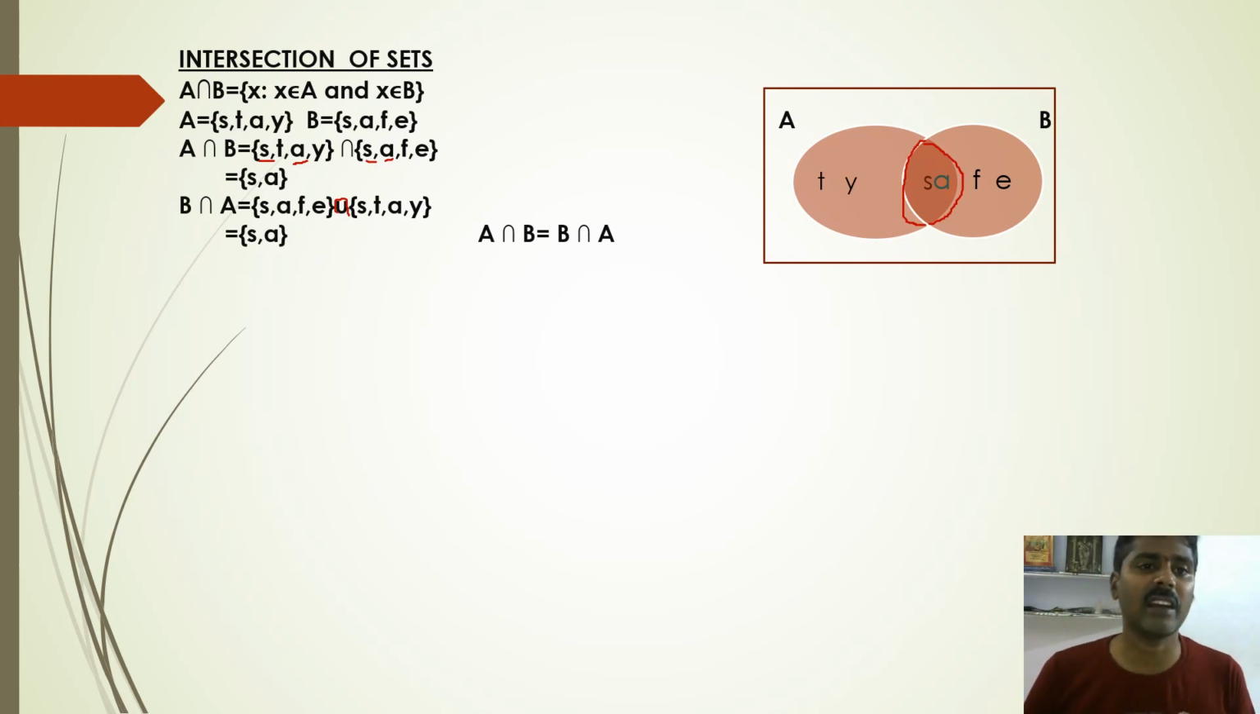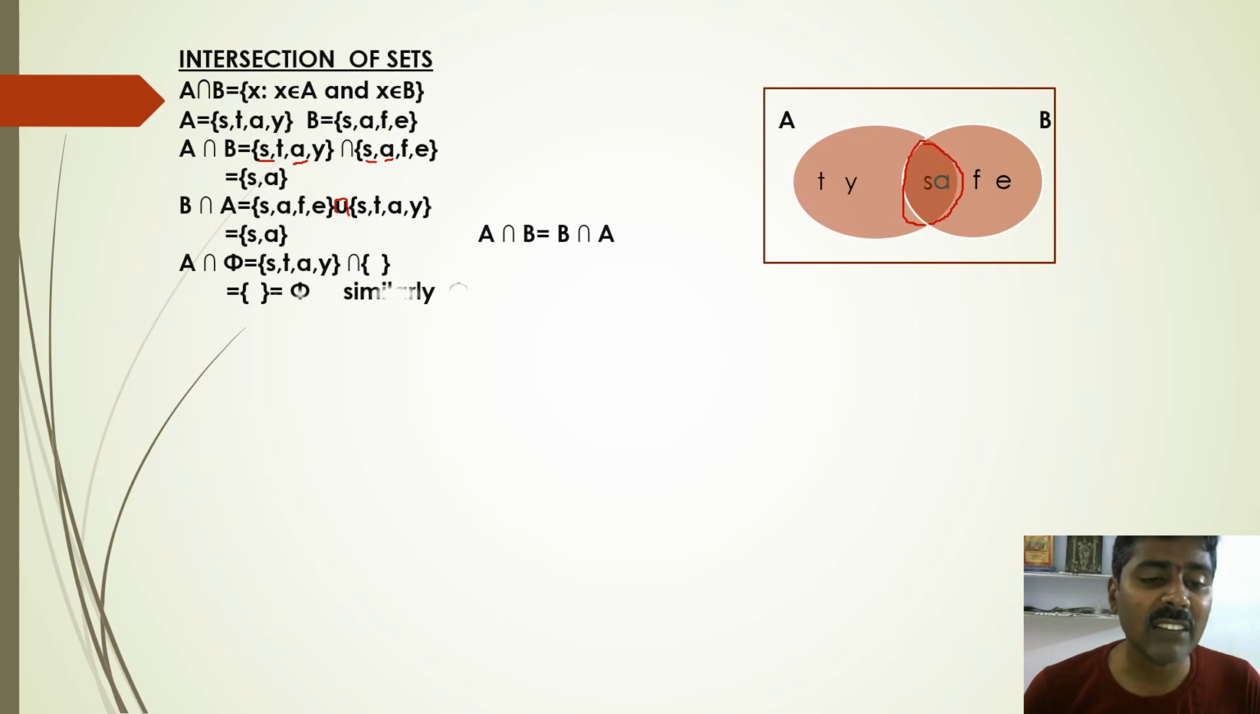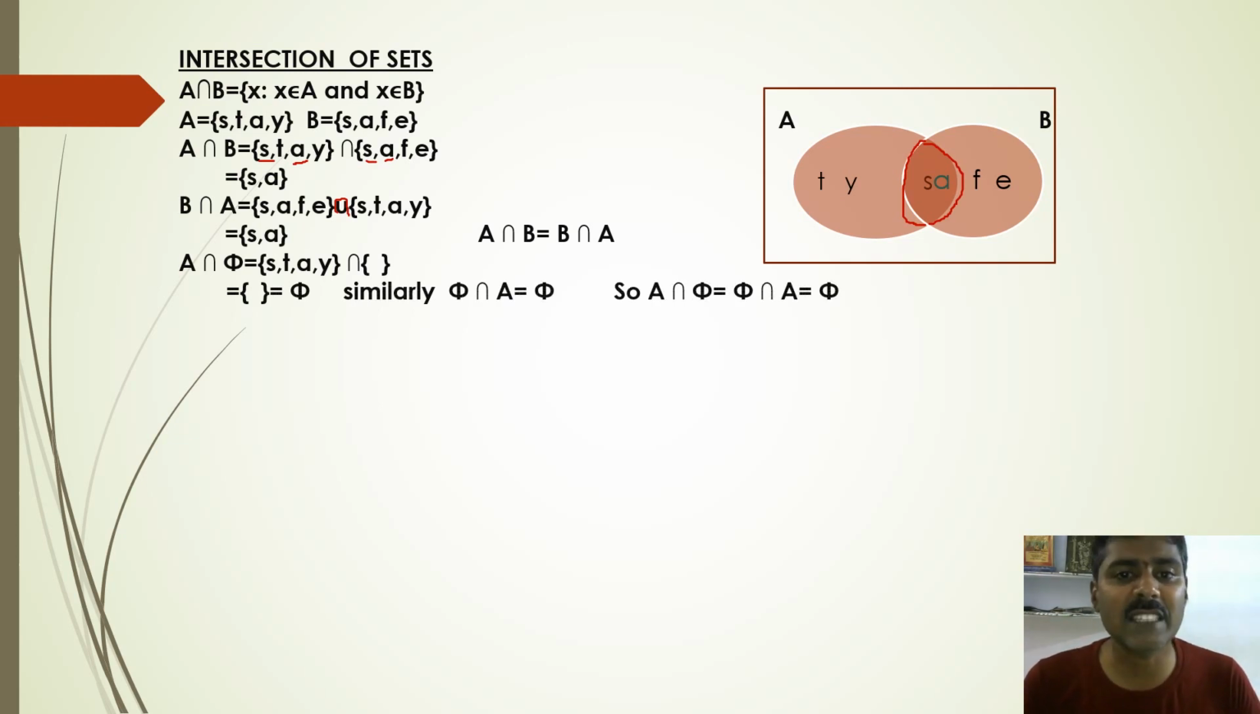So A intersection B equals B intersection A, as well as A union B equals B union A. Now another case with phi. If A intersection phi, what will we get? A is STAY, intersected with the null set. Is there any common thing between those two? No. So we will get phi again. Similarly, phi intersection A will also be phi, as we discussed before. So A intersection phi and phi intersection A equal phi itself.